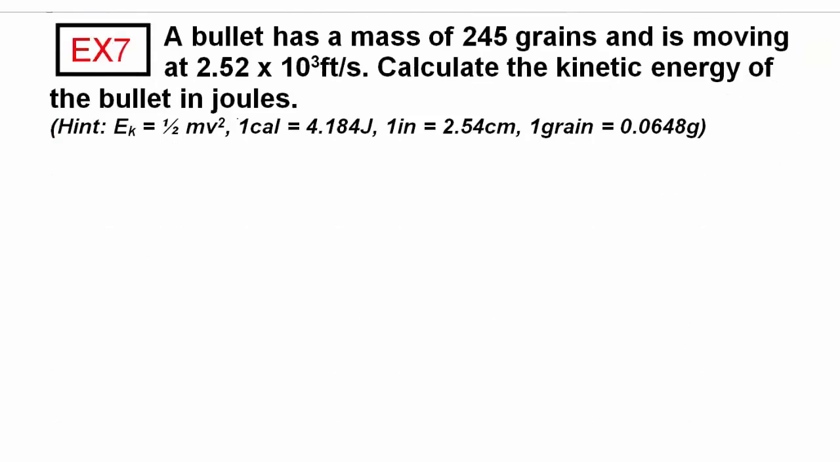A bullet has a mass of 245 grains and is moving at 2.52 times 10 to the third feet per second. Calculate the kinetic energy of the bullet in joules. So it seems straightforward, it's just that all the units are messed up, right? So I need to know my mass in kilograms. I need to know my speed in meters per second and then square it. So let's see if we can do those conversions.